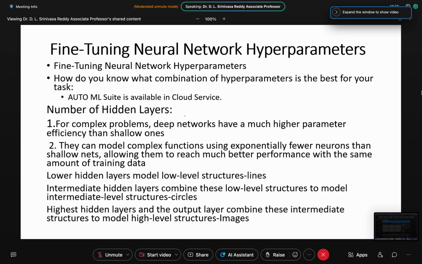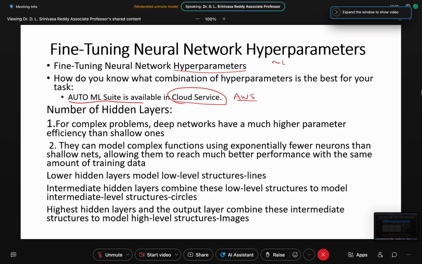Using these hyperparameters, fine tuning your network is very important. You can fine tune this network using these hyperparameters. What are the hyperparameters here? Already we discussed some of them: the number of layers, number of neurons, activation functions, optimizers, regularizers, normalizations, batch sizes. These are all different varieties of hyperparameters. You can tune all your models using one service. That service is the AutoML suite, available in cloud services, mostly in AWS.